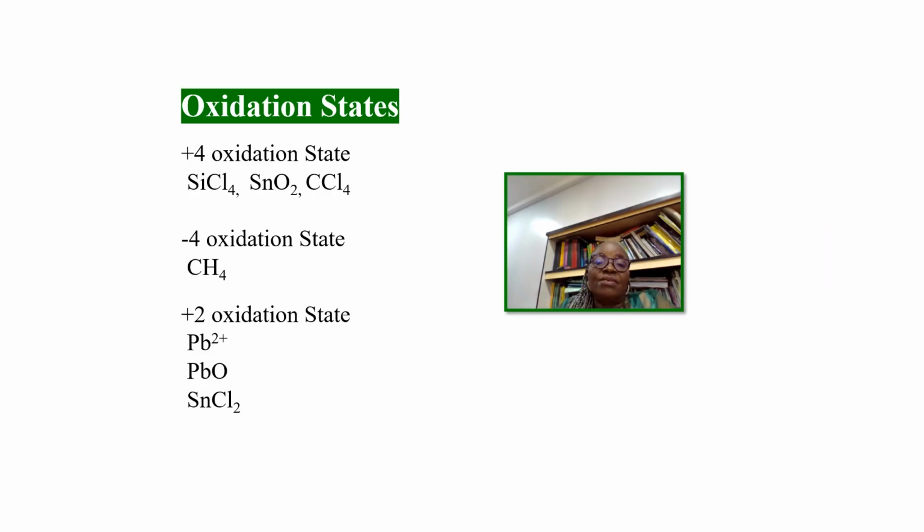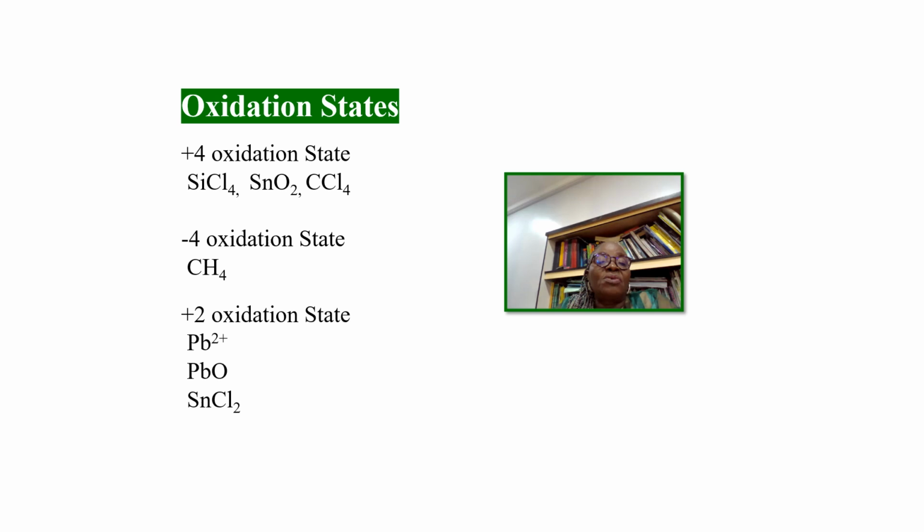Now the oxidation states. The group 14 elements have 4 electrons in their outermost shell. All the elements show an oxidation state of +4. However, methane is an exception, because methane shows a -4 oxidation state, since carbon is more electronegative than hydrogen.